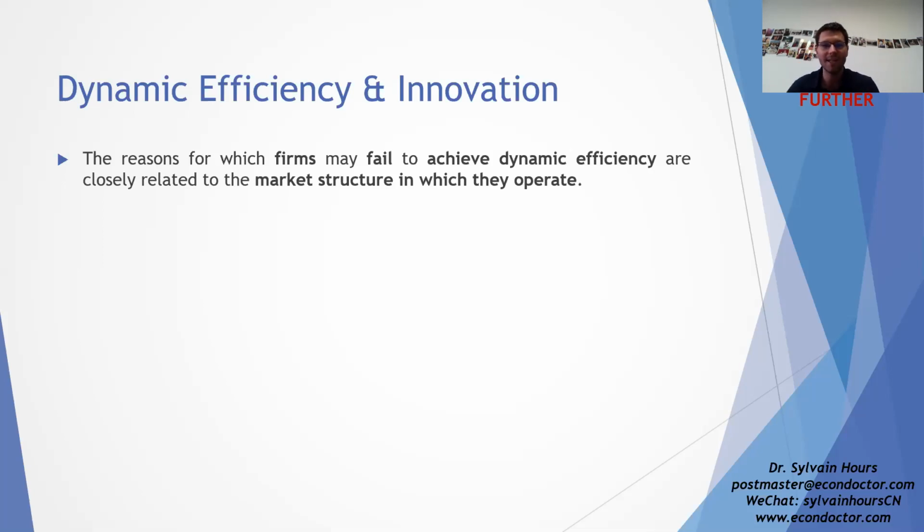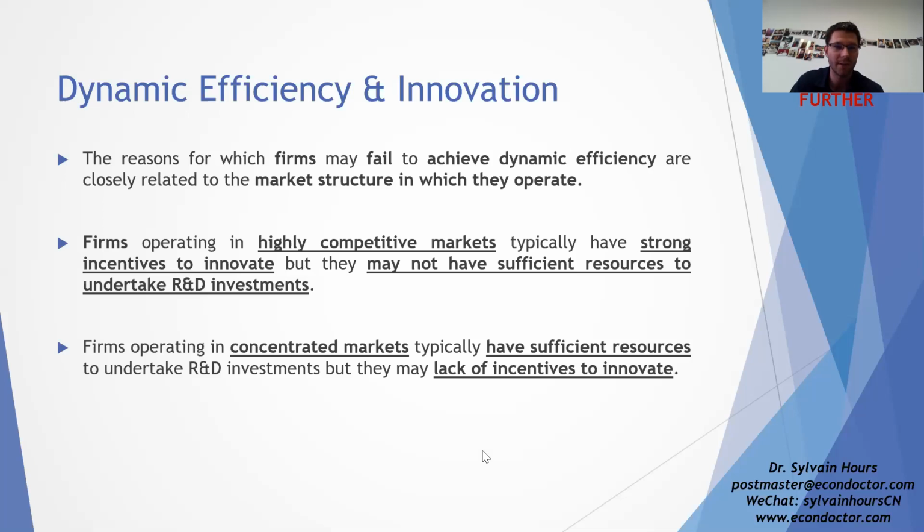So at the end of the day, and I don't know if I conclude that, at the end of the day, it's difficult to tell. It really is difficult to tell in which market structure we are more likely to achieve dynamic efficiency, in a competitive market or in a concentrated market. It is difficult to tell because there is this issue of incentive versus ability. That's really what I explained to my students, and that's what I summarize here.